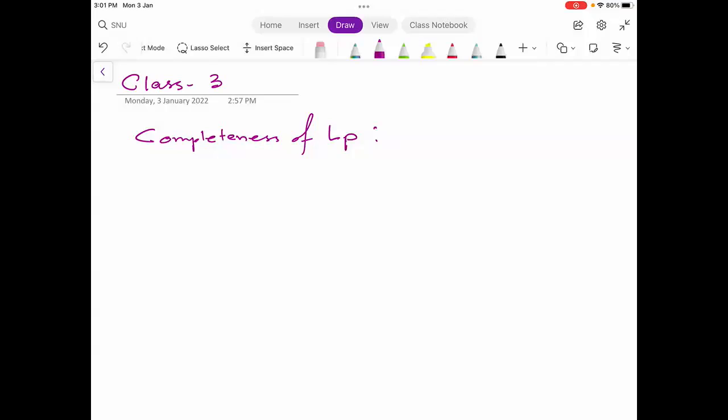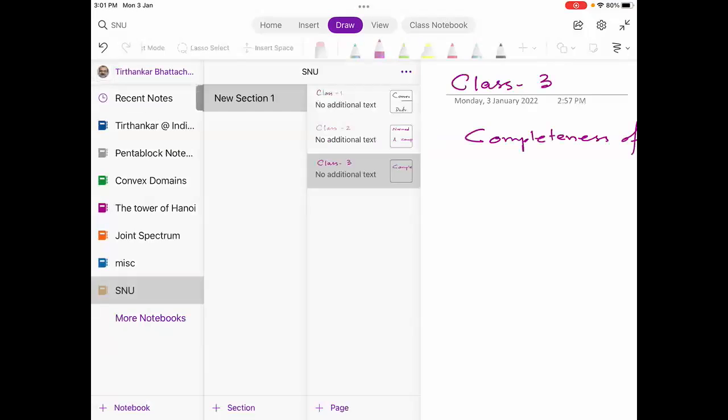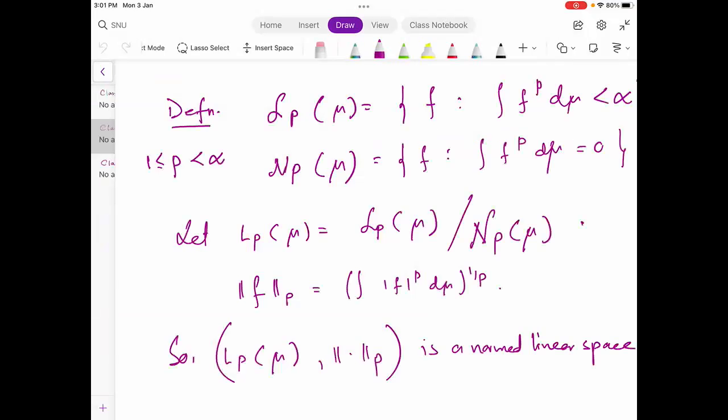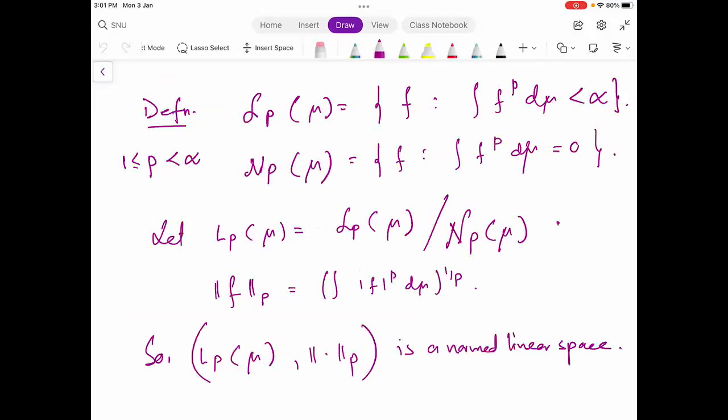Okay, today we shall do completeness of L^p to begin with. L^p as a vector space we have seen, because of Minkowski's inequality, is a normed space with the p-norm, after quotienting out the null functions. We have seen these things last time. Where did we stop? Right, it's a normed linear space. This is where we stopped last time.